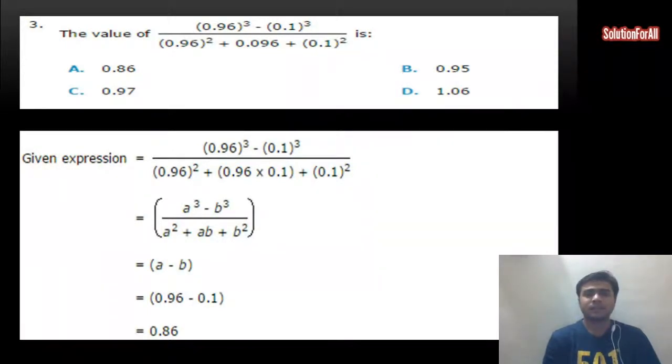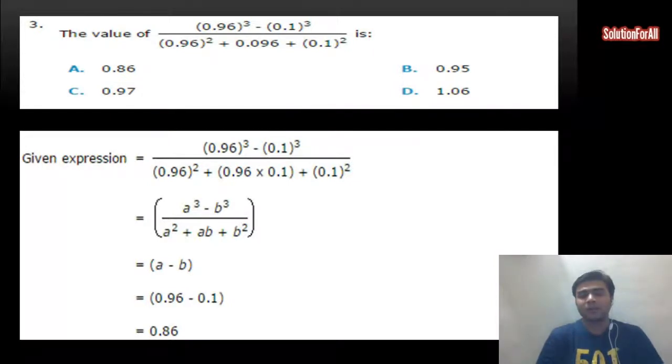I can just say that let 0.96 be A and 0.1 be B. So I can write it as A cube minus B cube, whole divided by A square, then 0.1 whole square as B square, and I can see 0.096 is a multiple of 0.96 and 0.1, so that is equal to A into B. So again, I can write it in the form of formulas. So this will be equal to A cube minus B cube divided by A square plus AB plus B square.